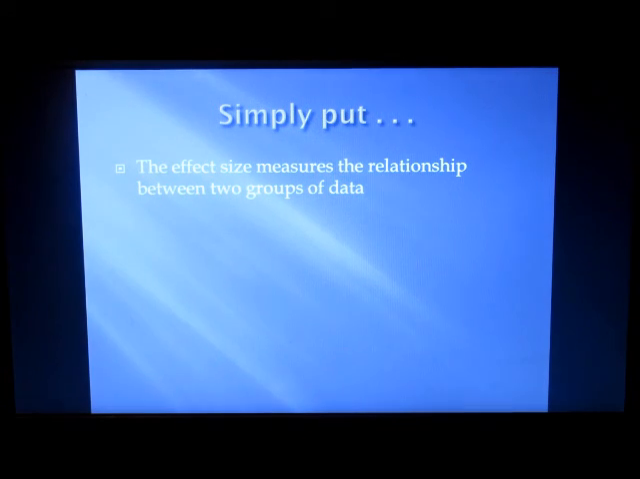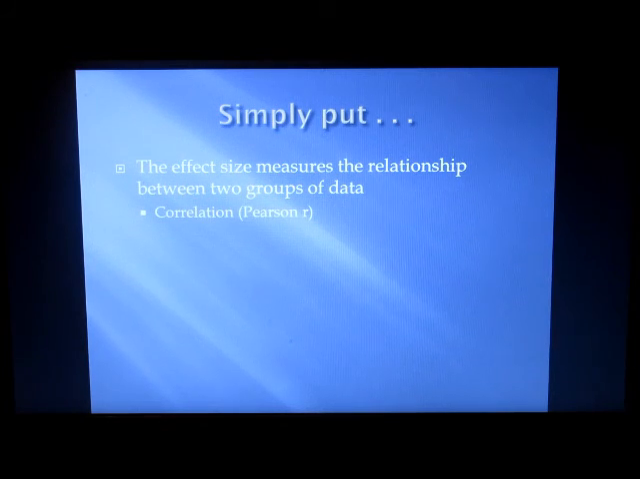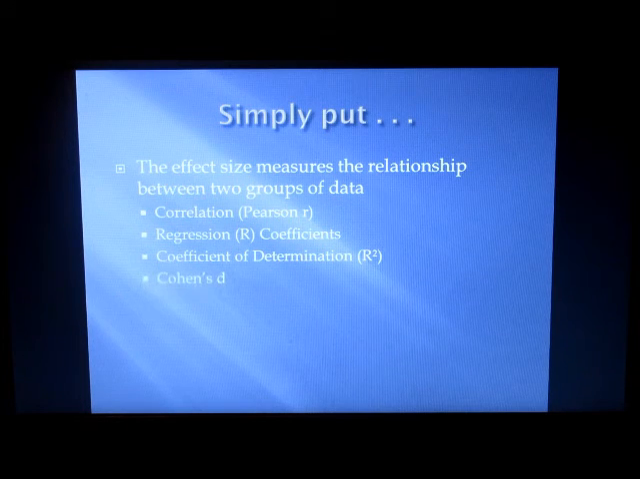Effect size is a statistic that measures the magnitude of the relationship between two groups of data for comparative purposes. There are several ways to measure effect size: correlation Pearson r, regression r coefficients, coefficient of determination or r squared, and Cohen's d. The one that we care about here is Cohen's d.